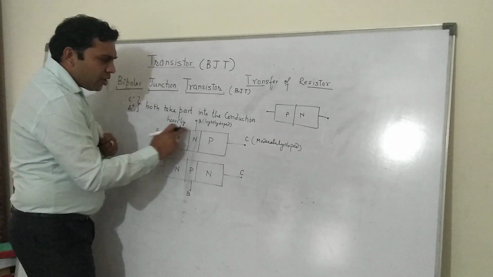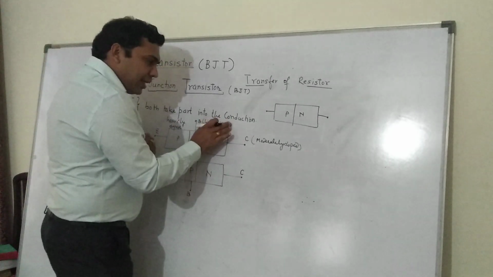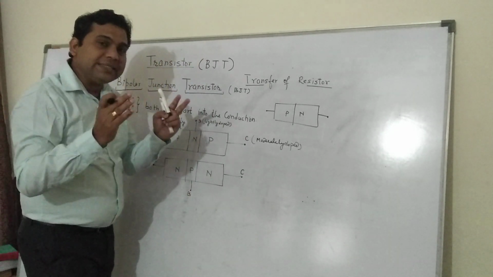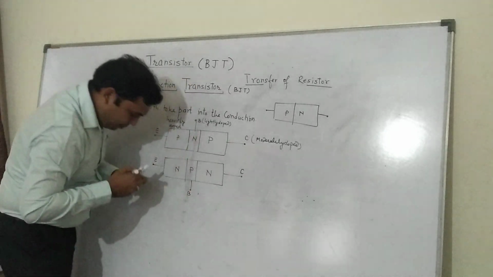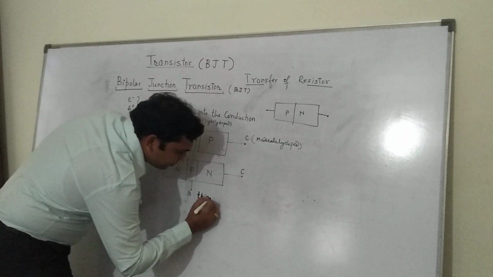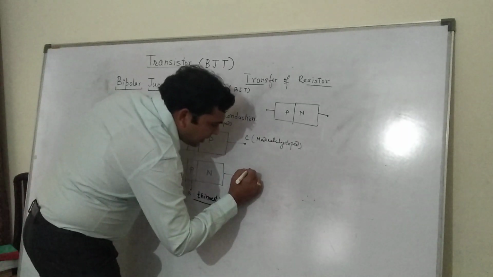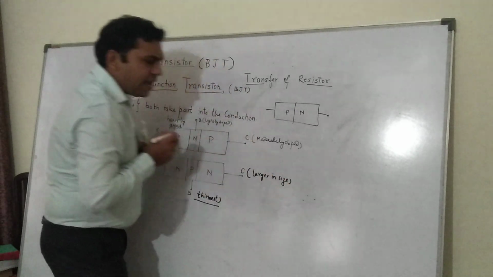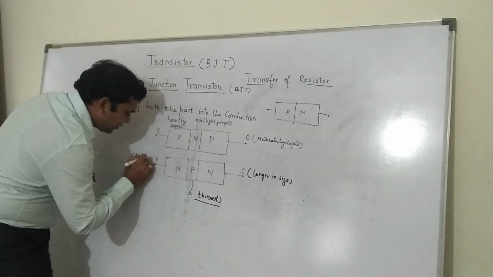So these are the electronic properties we have discussed. Emitter is always heavily doped, base is lightly doped, collector is always moderately doped. What about the sizes? What about the physical properties? The base is the thinnest. The collector is larger in size, whereas emitter is moderate in size.